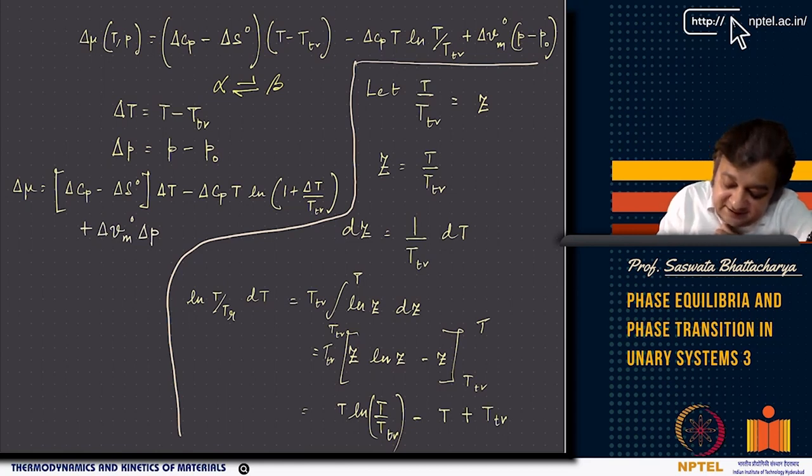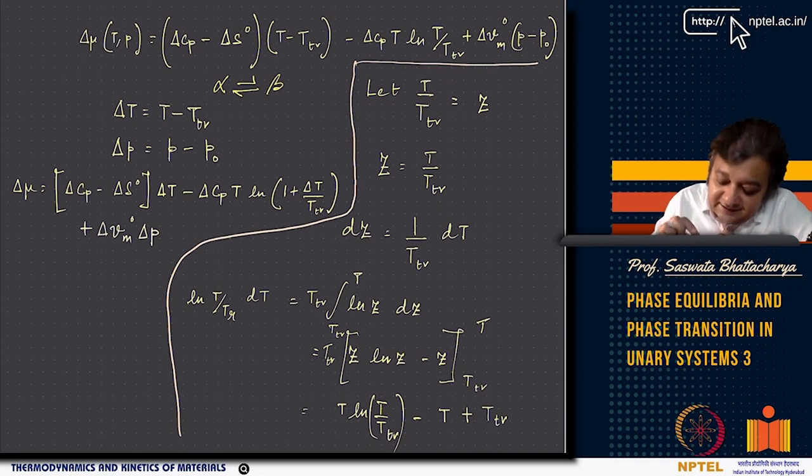Now, delta T is T minus T_tr, or T minus the transformation temperature. So this is T_tr, the transformation temperature, and this is some temperature away from it. If delta T is small, then this ln term can be approximated further. So, for example, I can write T minus T_tr by T_tr, and then basically I can write ln of 1 plus delta T by T_tr, and this is very small, so I can expand the logarithmic series about delta T by T_tr. Delta T is how far away my temperature is from the transformation temperature.